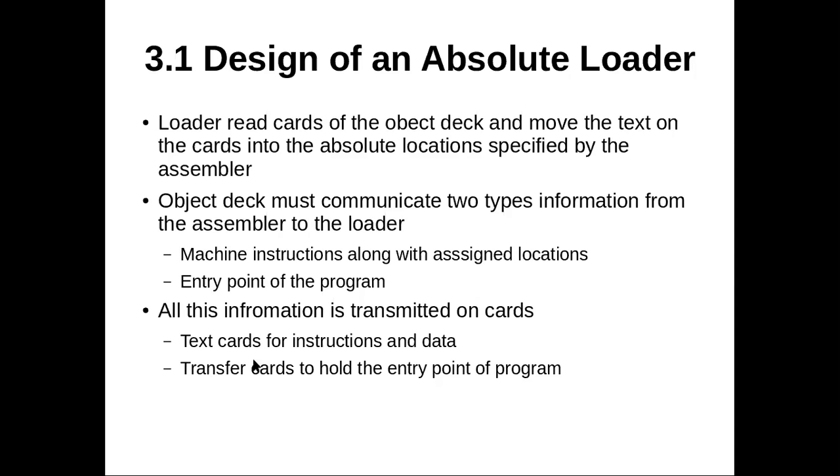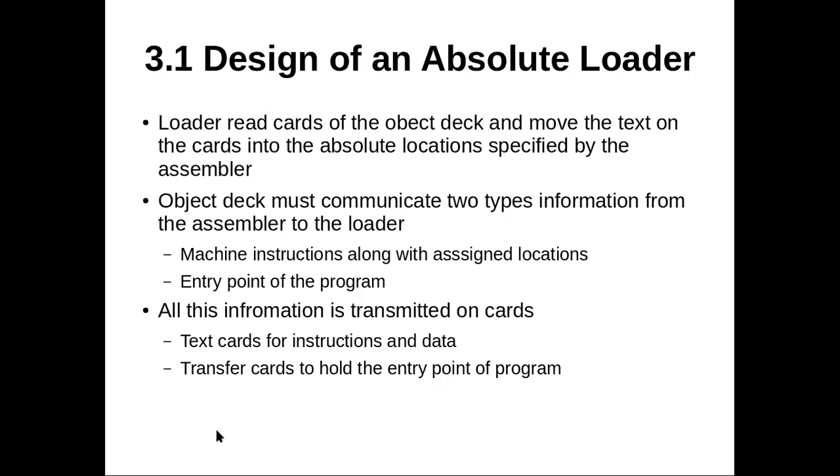Okay, then the third type of card is the transfer card or end record. It will be the last record of your object program. It tells the starting point of the program. That means once we finish with the object program, the last line will be the end record or transfer card. It will tell the starting address of the program. So once we have loaded the object program into the memory, the transfer card will tell the starting point of the program, so that we can transfer control to the starting point of the program and initiate our execution.